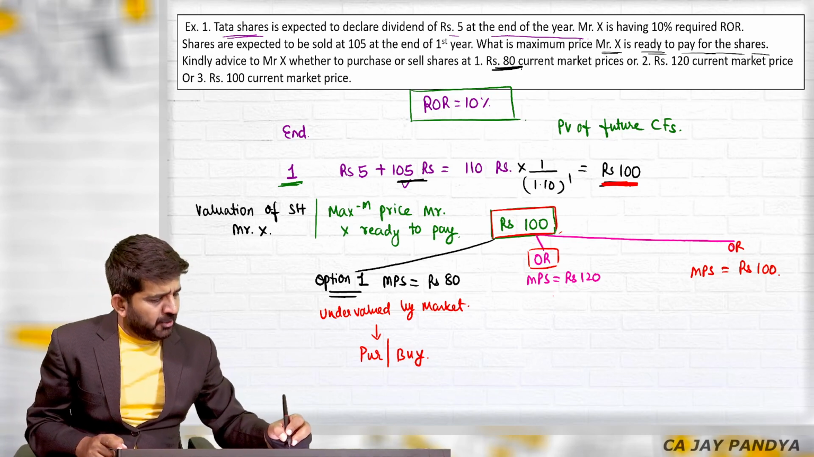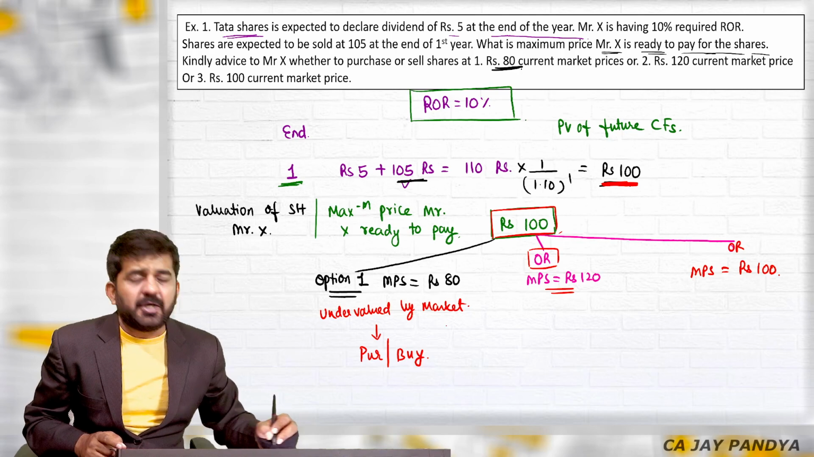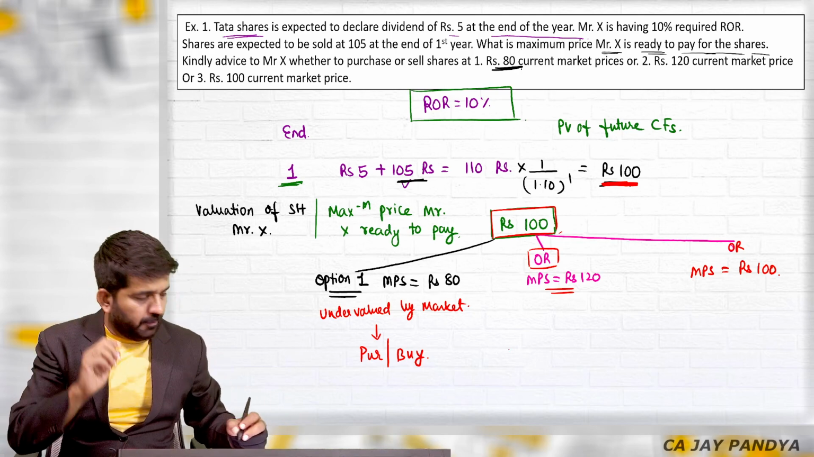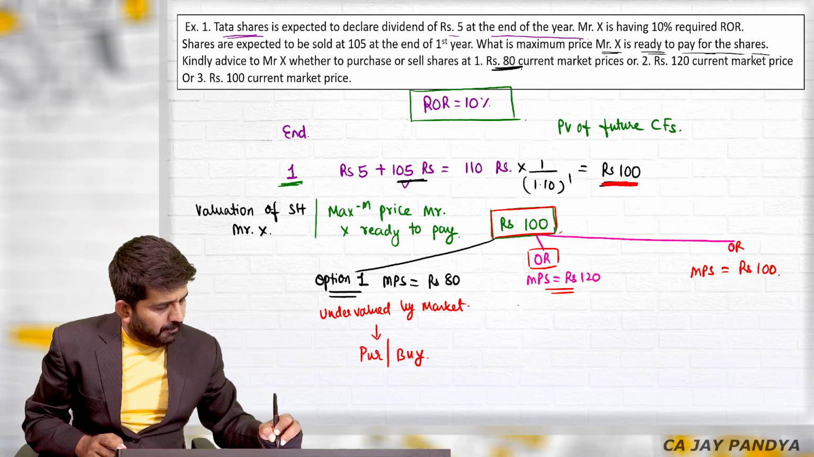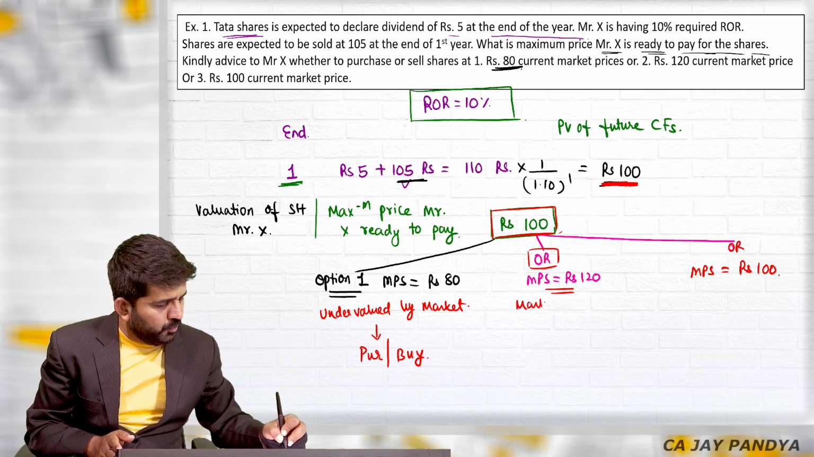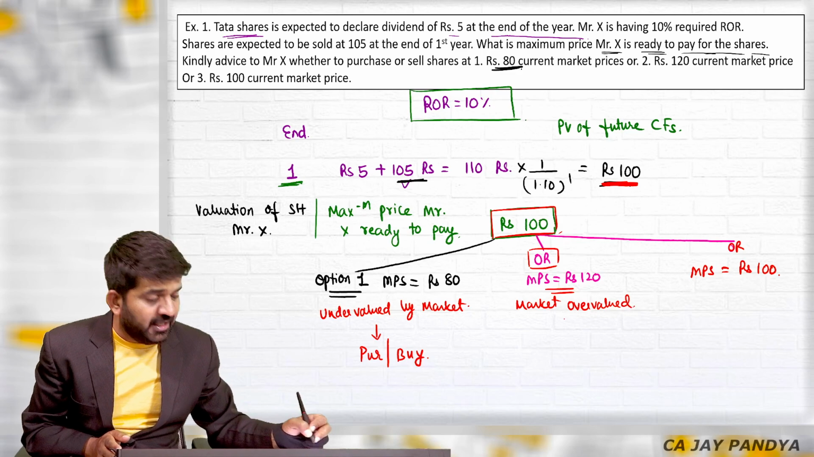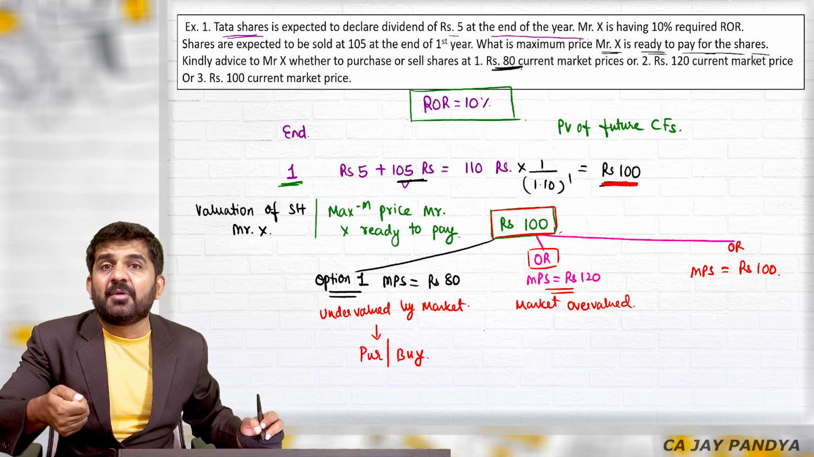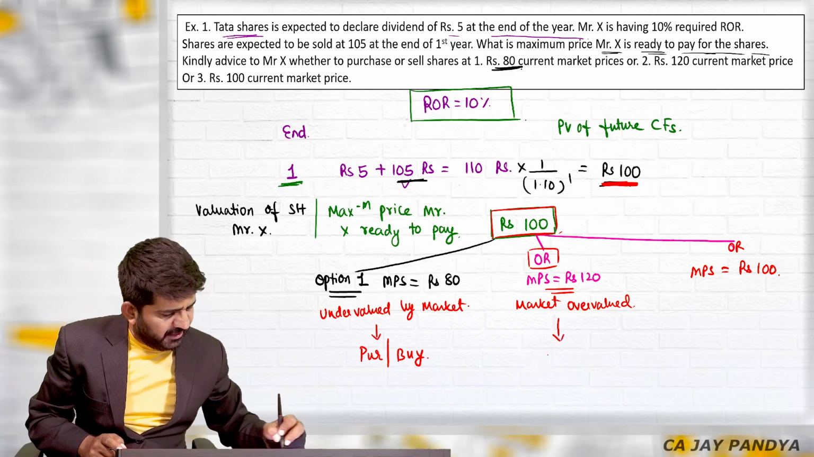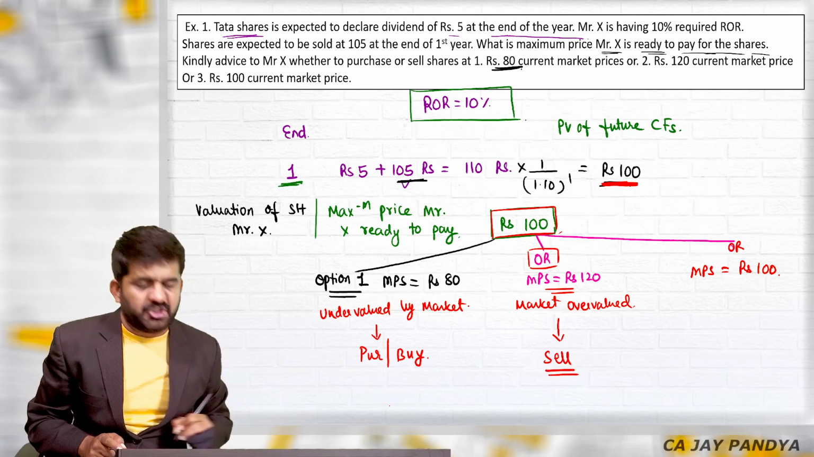Good. Let me do this on my own. If the market price of the share is 120, which is the option, the market has overvalued. In Hindi, market में महंगा मिल रहा है. If the market has overvalued, you will sell the shares.